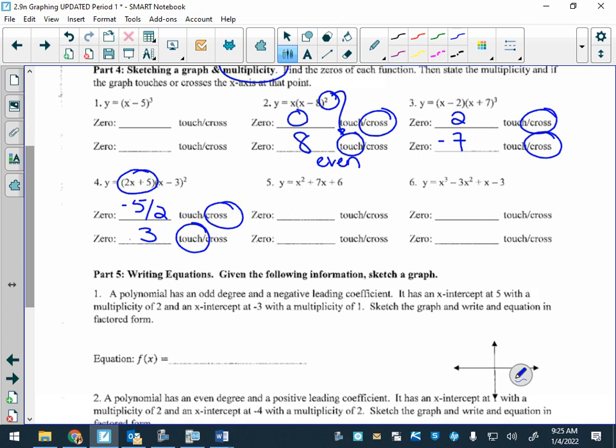Then for number 5, this was negative 6 and negative 1. Both of them would do what? Nick. Careful. It would cross because you have x plus 6, x plus 1 in factored form. They both have an exponent of 1, so it crosses. Yep. I'm really confused about how the exponent didn't have an exponent.